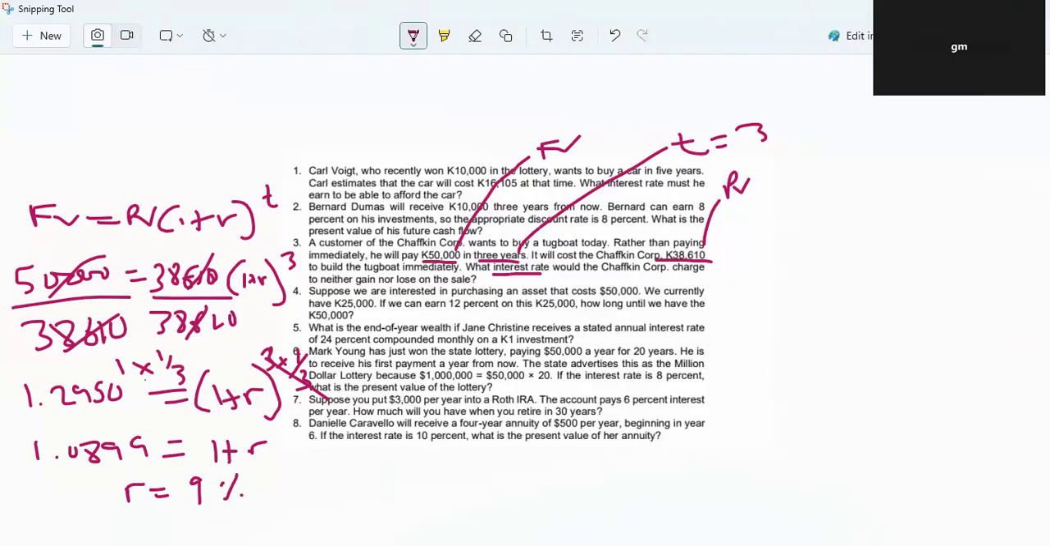Okay, so now the next one, the ladies will lead us. Then the next one, the guys will lead us. Okay, the ladies lead us.